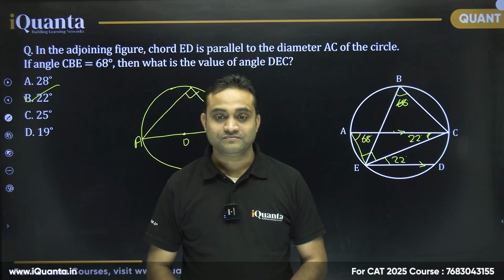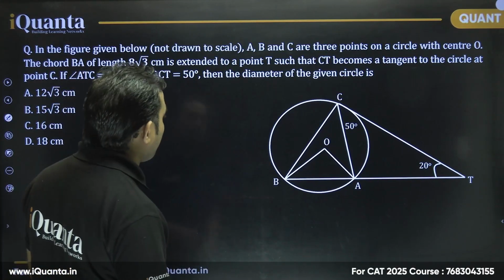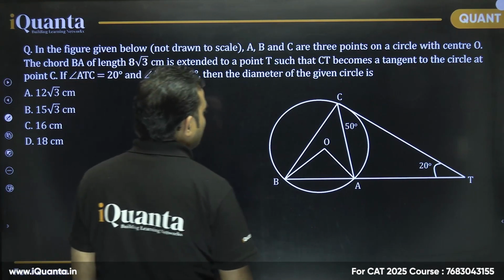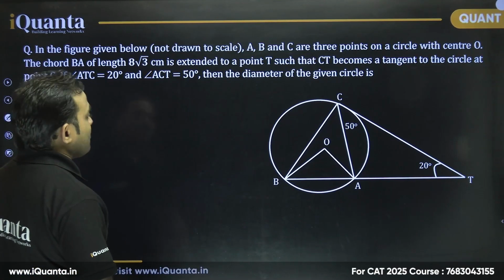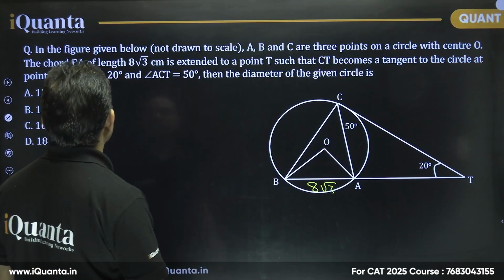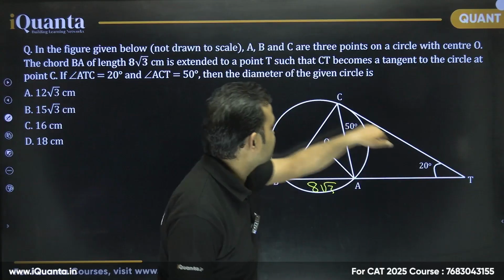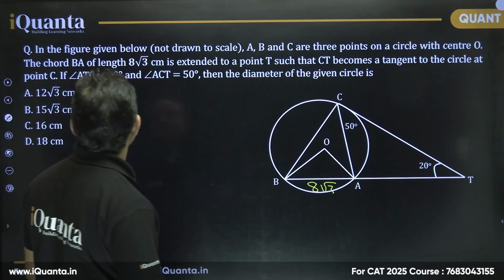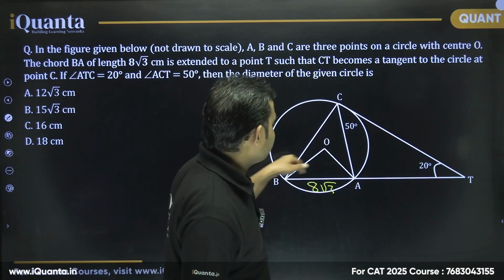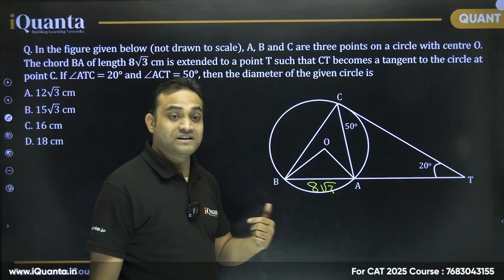All right. Now let's go to the next question. It says in the figure given below, which is not drawn to scale, A, B and C are 3 points on a circle with center O. The chord BA of length 8 root 3 is extended to a point T such that CT is a tangent to the circle at point C. Angle ATC is given, which is 20 degree. Angle ACT is given, which is 50 degree. Then the diameter of the given circle. We need to find the diameter of the given circle.